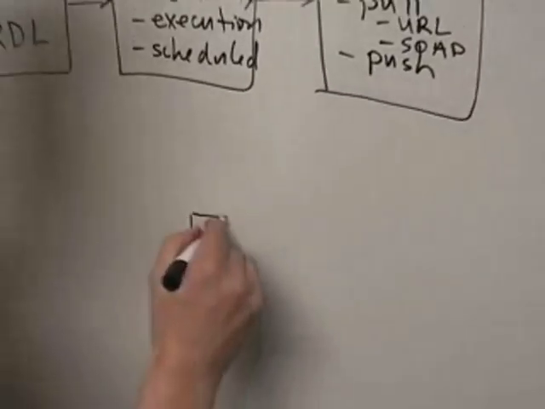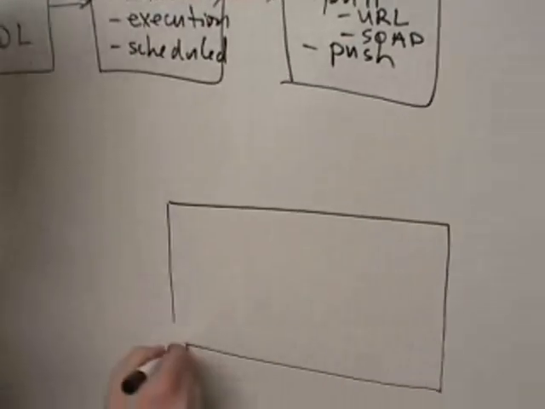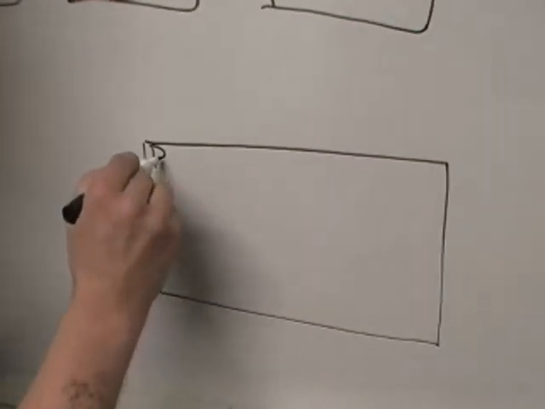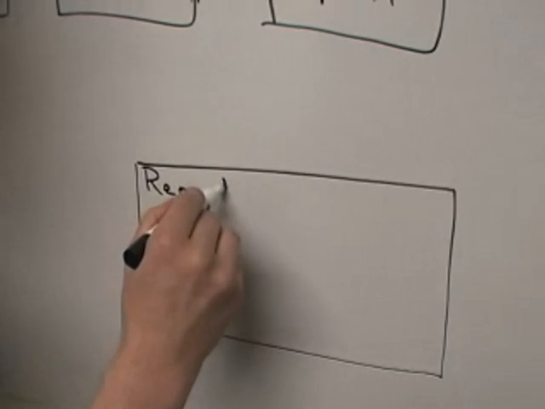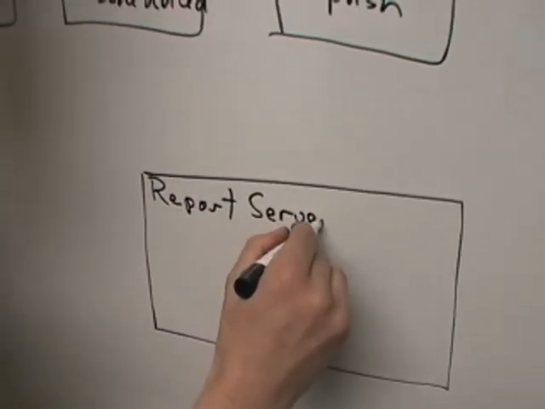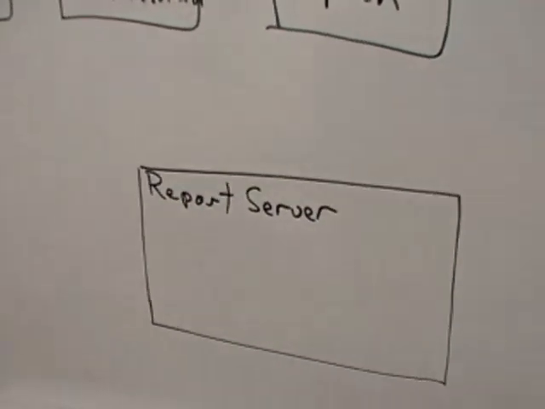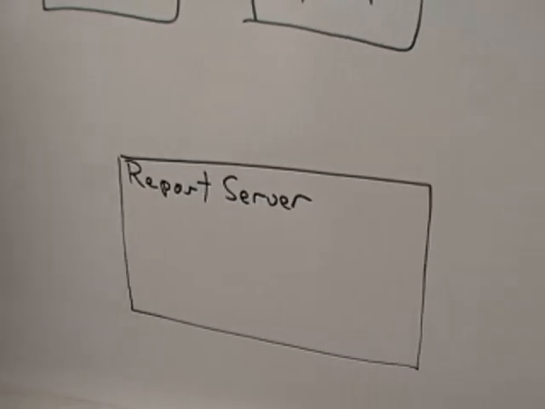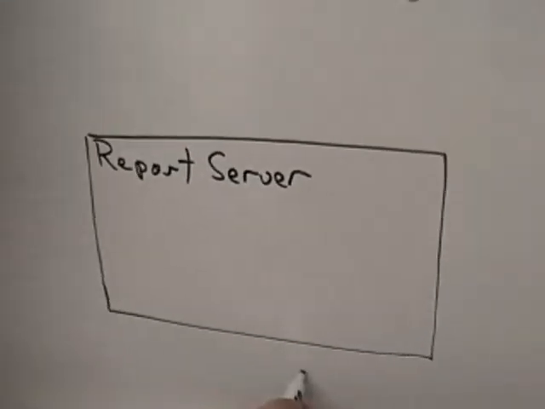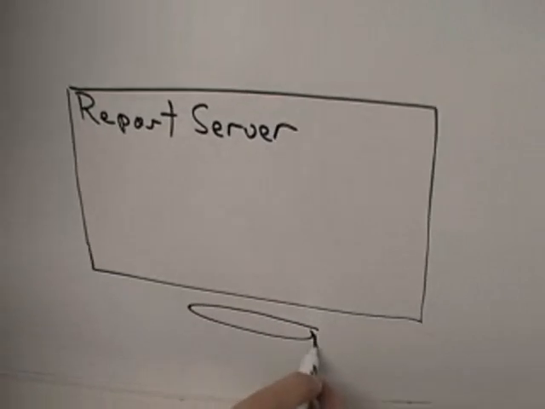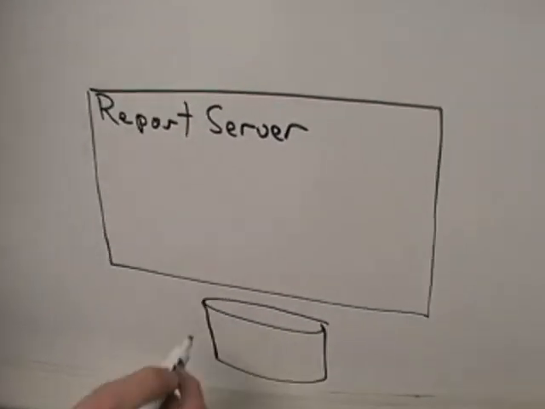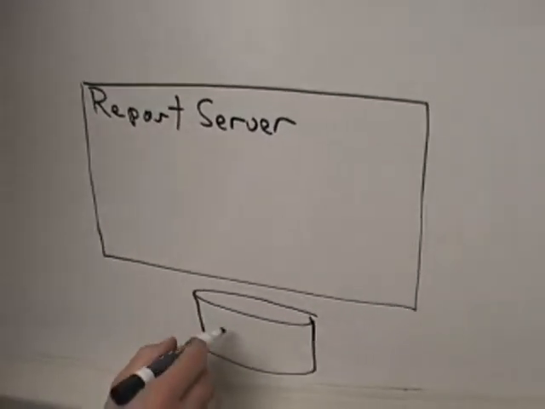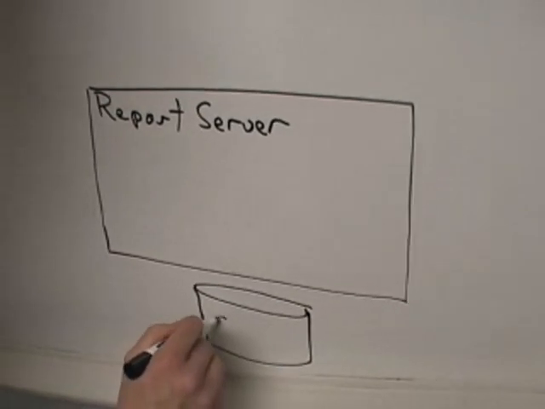So Reporting Services itself is a stateless web service. It's called the report server. The web service sits inside IIS. It's an ASP.NET based application, and it communicates with a metadata store, which is a SQL Server 2000 SP3A database. We call this the catalog.